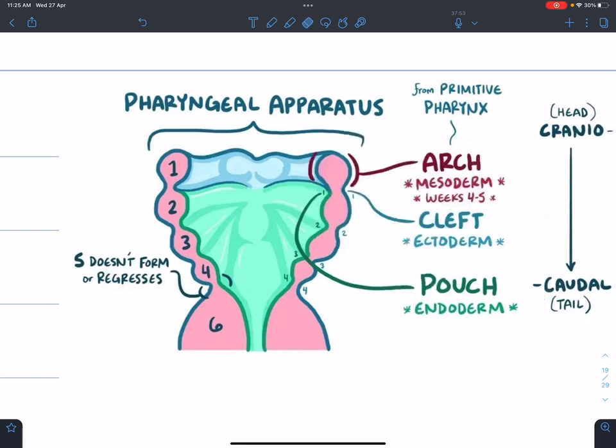So this is what we're seeing from inferior. The pharyngeal pouch is going to give you what? It's going to give you the middle ear. And the pharyngeal cleft ectoderm will give you the external ear. How? We will see. But did you get the point?